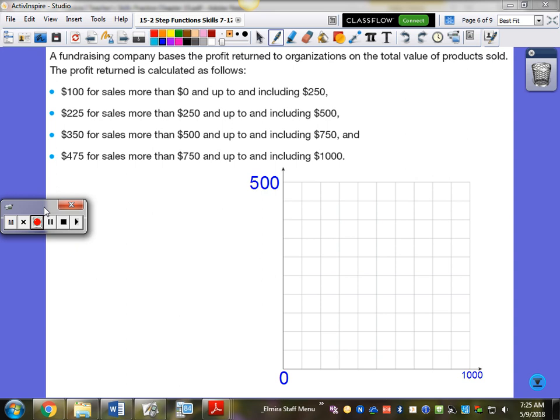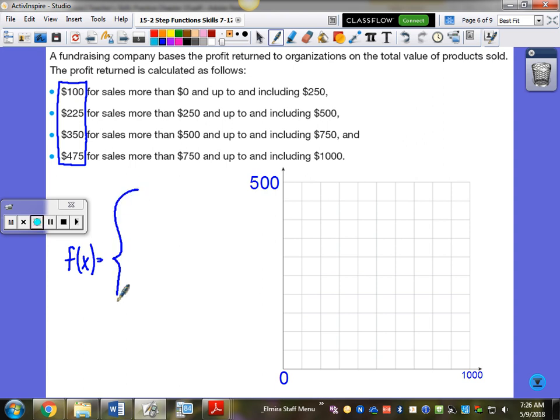Okay, so maybe you're setting up the next one. Maybe I'll demonstrate this a little bit. Okay, these are all our values: 100, 225, 350, and 475.